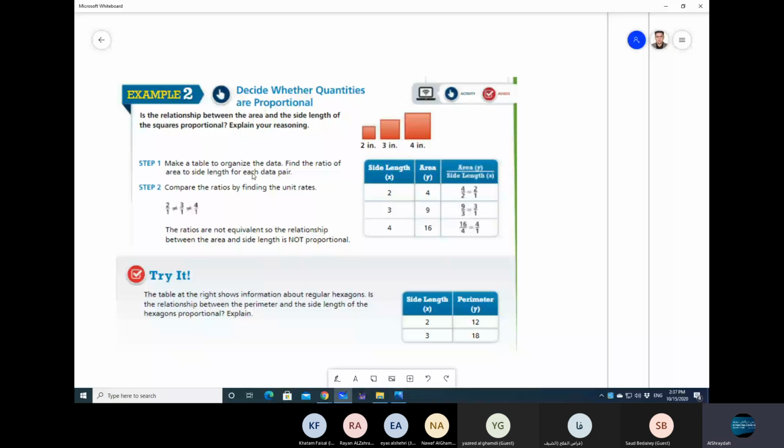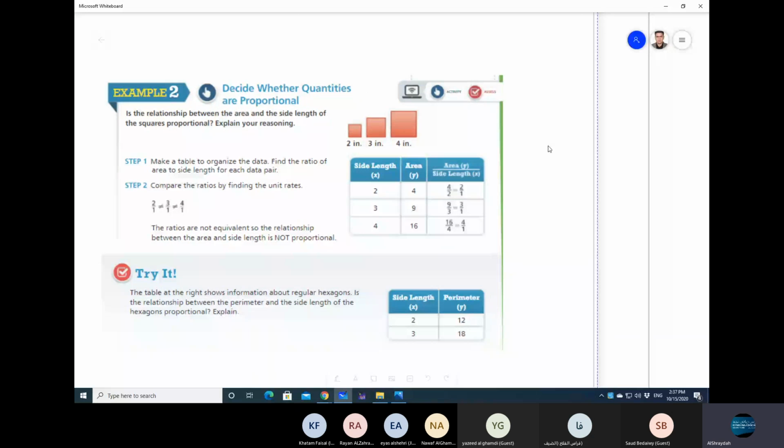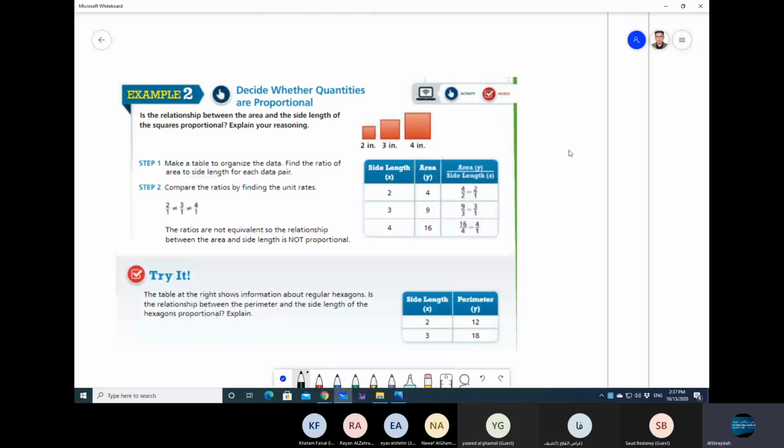Is the relationship between the area and the side length of the squares proportional, and why? Okay, first of all, you know how to calculate the area of a square? Let's say that we have a square with a side length of 5. So the area of the square is given by area equals 5 times 5, or simply you can say that it's equal to 25.